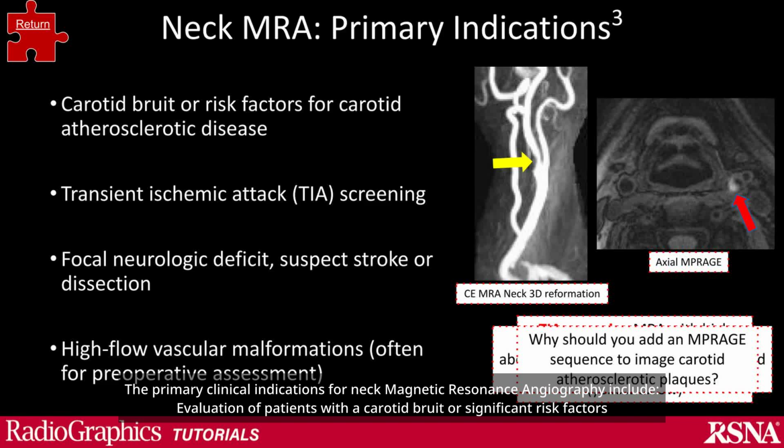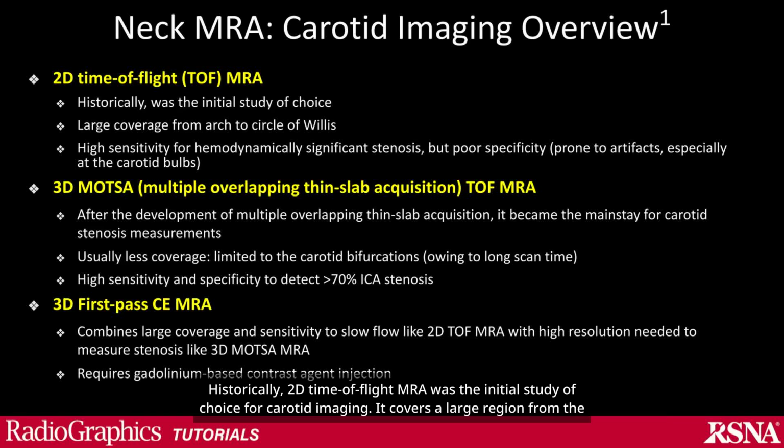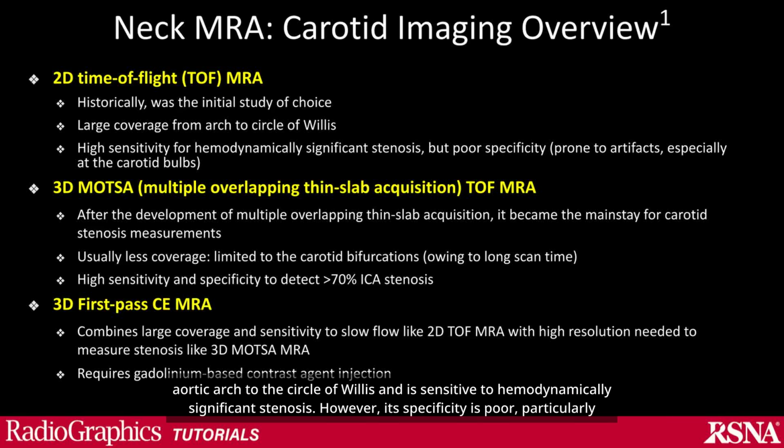A patient undergoing TIA screening MRA shows high signal within a carotid plaque on MPRAGE with less than 70% stenosis. Contrast-enhanced MRA confirms the stenosis on 3D reformations. These findings highlight why adding MPRAGE to carotid imaging can be crucial in identifying vulnerable plaques. Historically, 2D time-of-flight MRA was the initial study of choice for carotid imaging. It covers a large region from the aortic arch to the circle of Willis and is sensitive to hemodynamically significant stenosis.